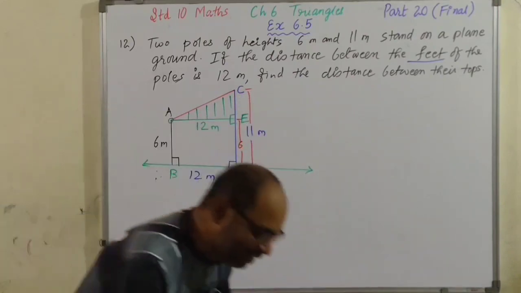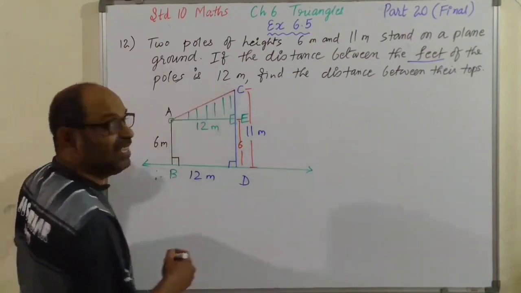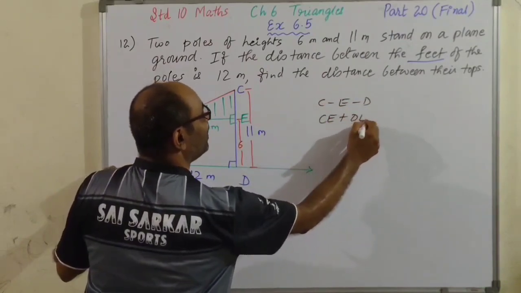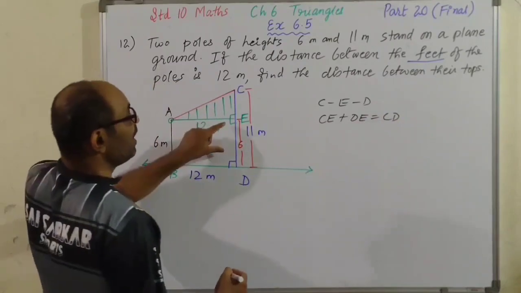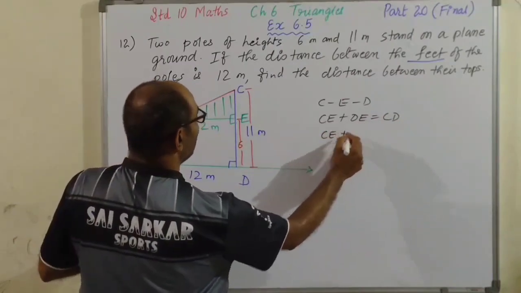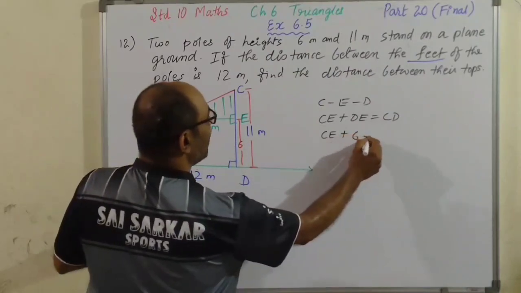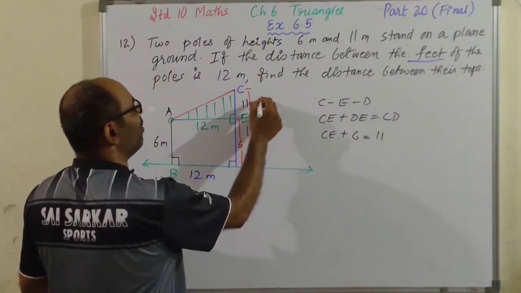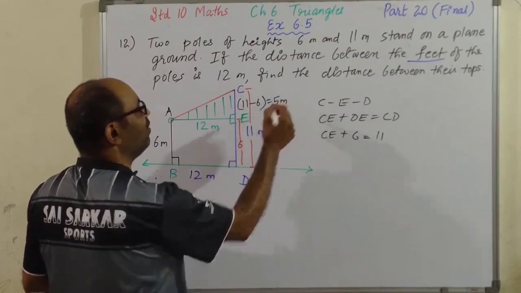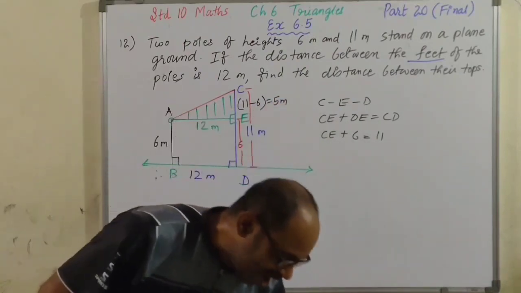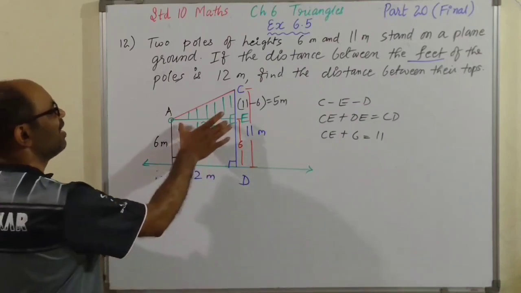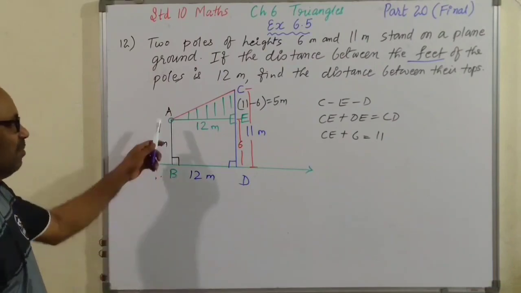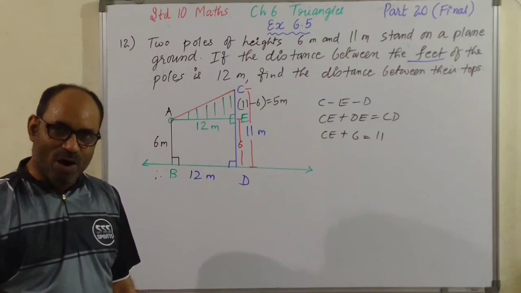So tell me children, what will be CE? C, E, D. So CE plus DE is equal to CD. CE is not known. DE is known to you, it is 6, and CD is known to you, that is 11. So 11 minus 6, that is 5. So I will write here 11 minus 6, and that is equal to 5 meter. Did you get that? Sure? Fine. Now it's very easy. Now this is 12, this is 5. So you can easily find AC, the distance between the tops of the two poles.